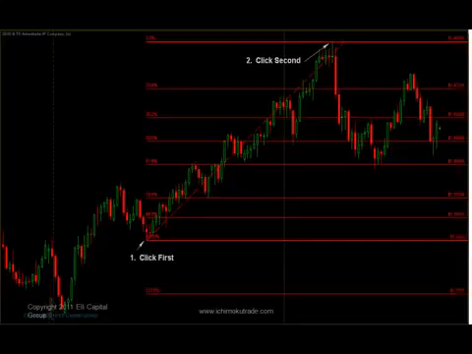Notice here, I click here first, then I click here. This move has already happened, and the current bar is right here. So I already have an upward movement, and I want to see where the profit taking may end and it starts to go back up.